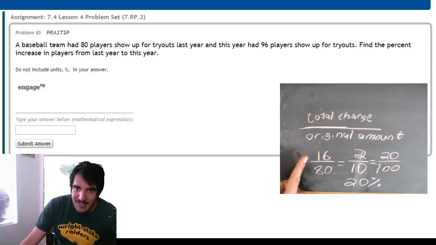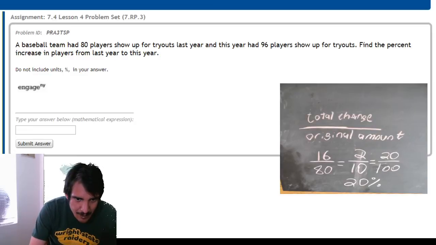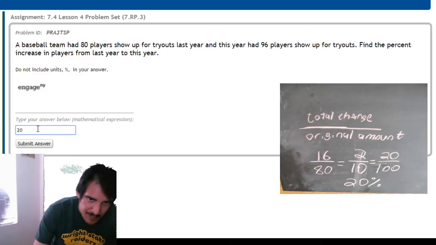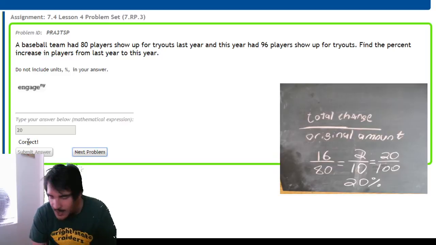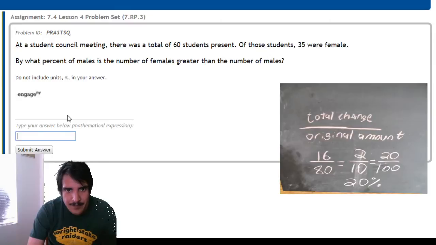So whether you put this in a calculator or if you simplified the fraction to turn it to a percent, either way you get 20%. No percent sign on the answer, according to assessments. They don't want the percent sign for some reason.